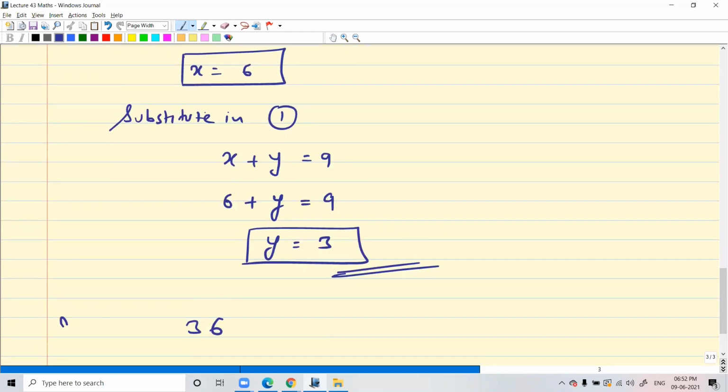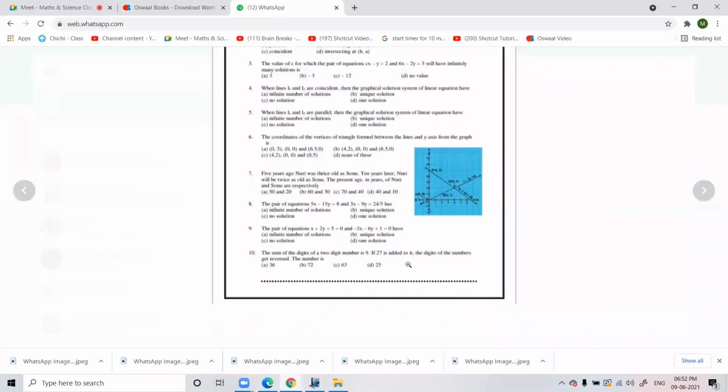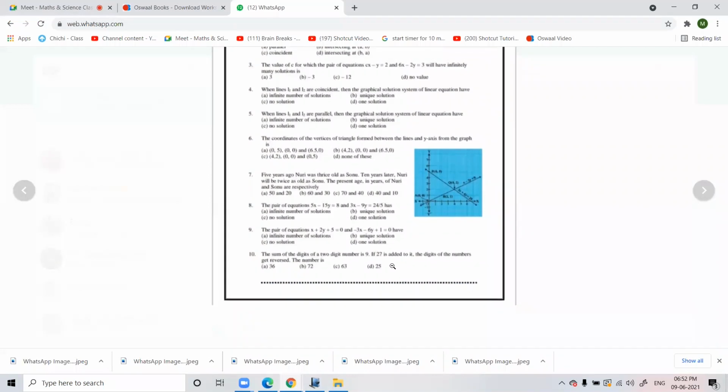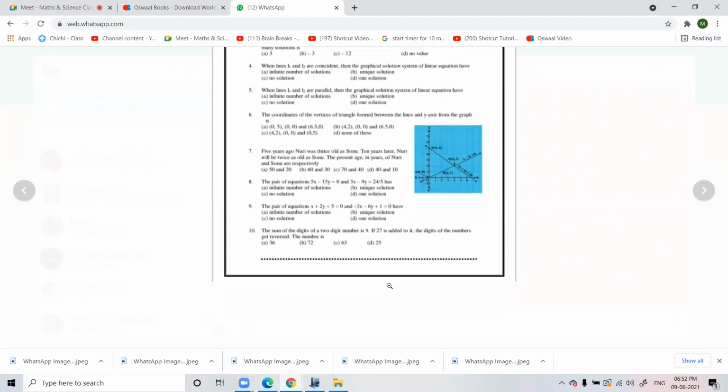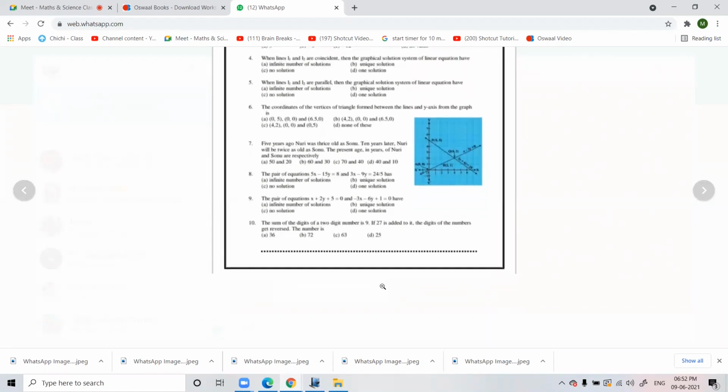Is it clear? Hari, this was your question. It's clear now? Yes, sir. But it will become 63, sir, when it gets reversed. No, they didn't ask to reverse the number, no? See, they're saying that if you add 27, then it will get reversed. But they're asking you to find the original number. What is the number? Okay, sir, I thought of reverse. No. Okay, sir.